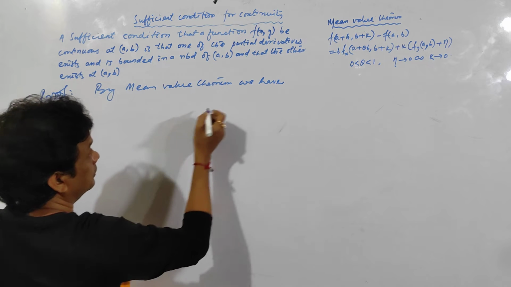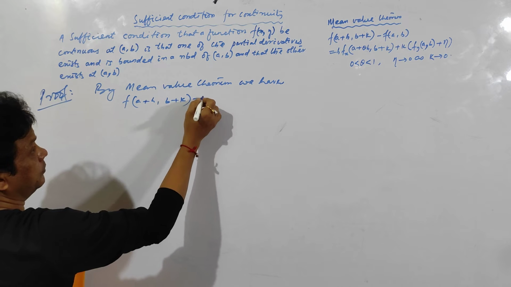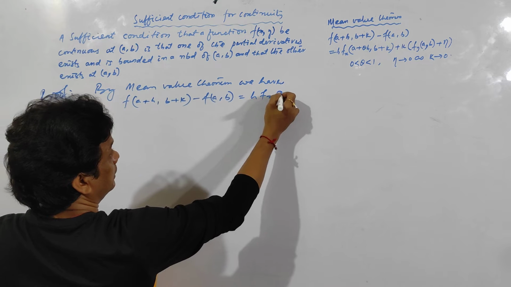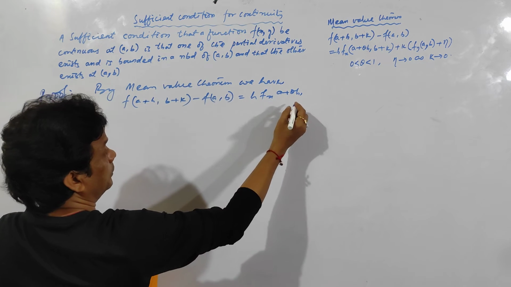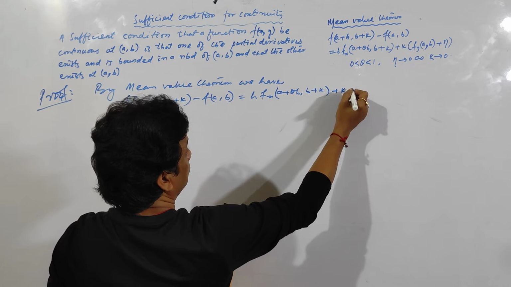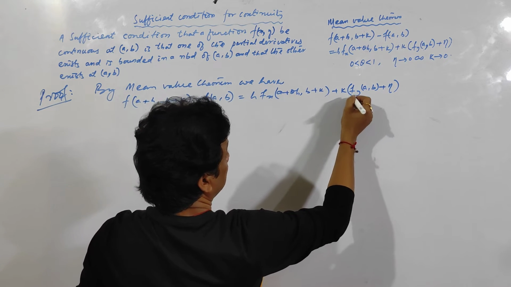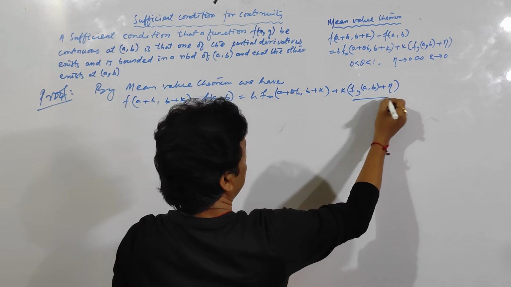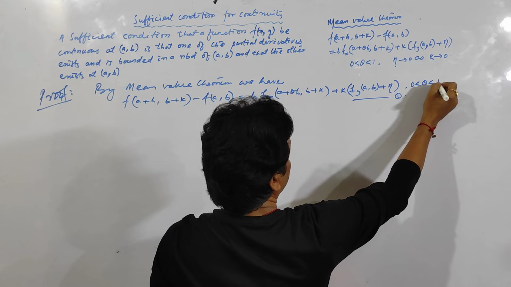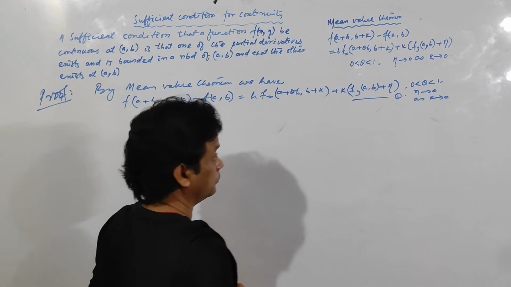We have f of a plus h comma b plus k minus f of a b is equal to h into fx at a plus theta h comma b plus k plus k into fy at a b plus theta. Clear? So this is equation 1. Here 0 is less than theta is less than 1 and theta tends to 0 as k tends to 0.